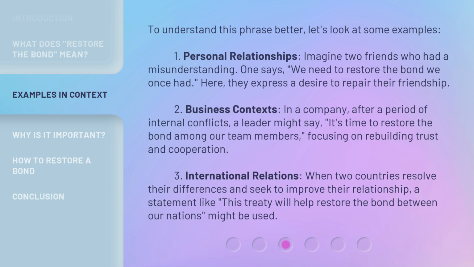2. Business contexts. In a company, after a period of internal conflicts, a leader might say, "It's time to restore the bond among our team members, focusing on rebuilding trust and cooperation." 3. International relations. When two countries resolve their differences and seek to improve their relationship, a statement like, "This treaty will help restore the bond between our nations," might be used.